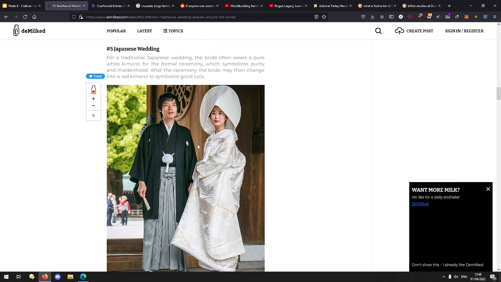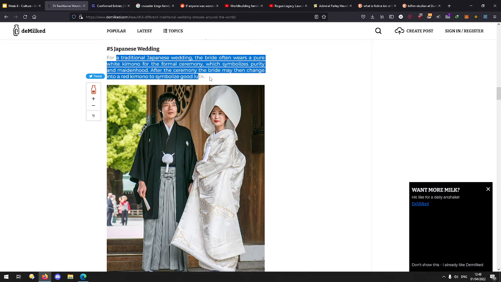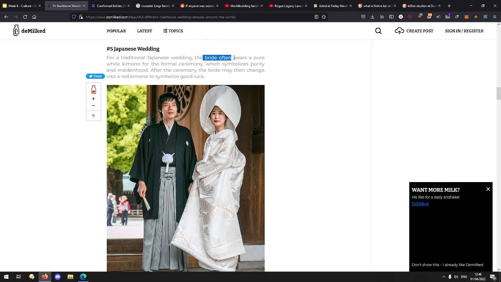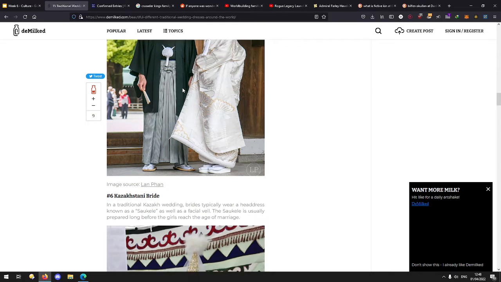And maybe we can see this in their wedding dresses as well, and there's nice information here. The bride often wears a pure white kimono for the formal ceremony, which symbolizes purity and maidenhood. After the ceremony, the bride may then change into a red kimono to symbolize good luck. So red in Eastern cultures means good luck, for example.